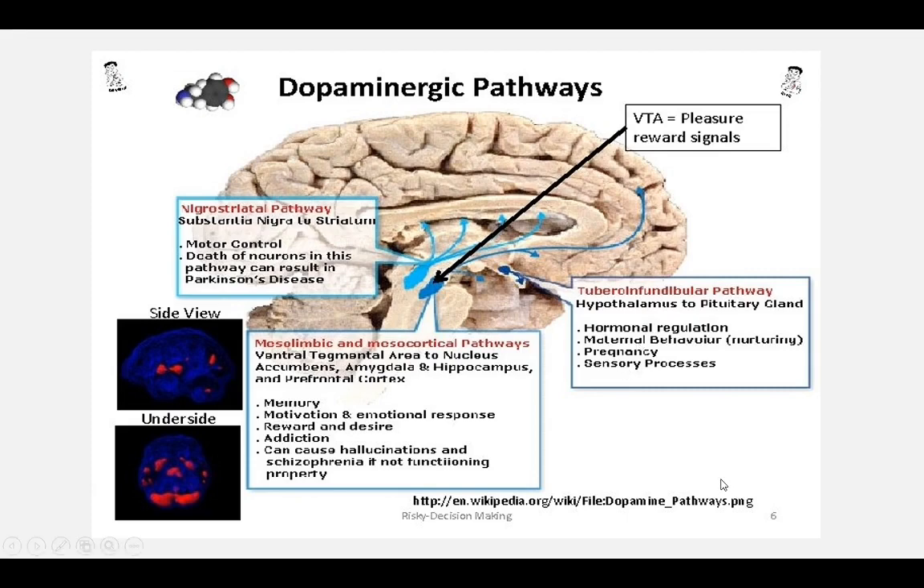So basically, there are four dopaminergic pathways. If you don't remember anything, just remember these words: mesolimbic and mesocortical pathway. Mesolimbic stems mostly, and later on we will see in the subsequent slide, the positive and negative symptoms, the disturbances in memory, and the addiction. Now, the nigrostriatal pathway causes the motor control.